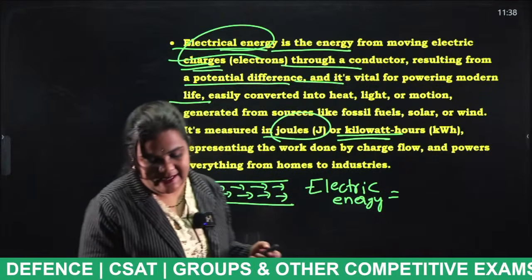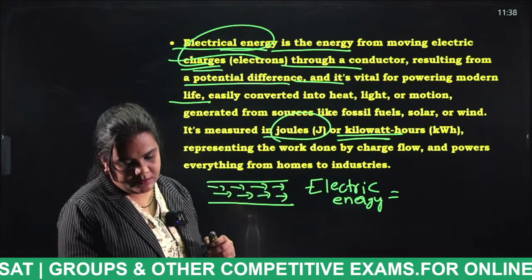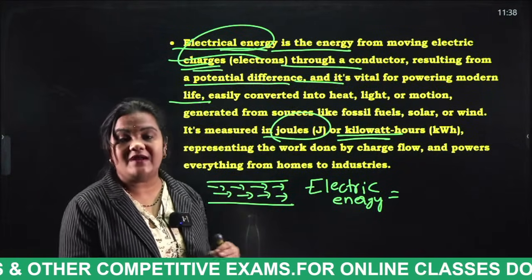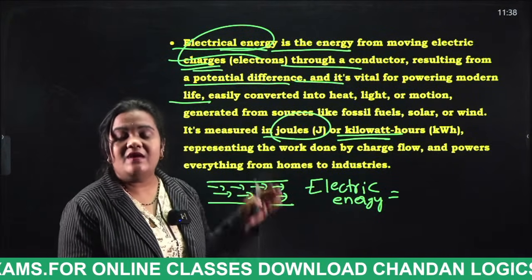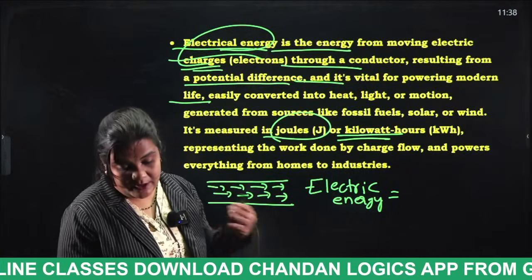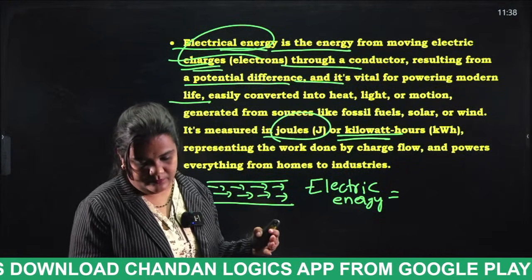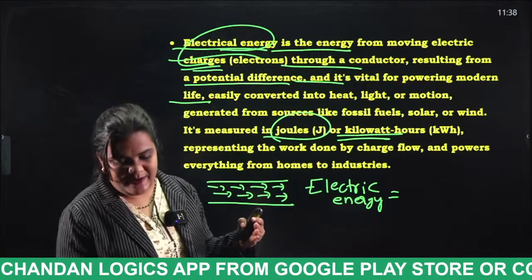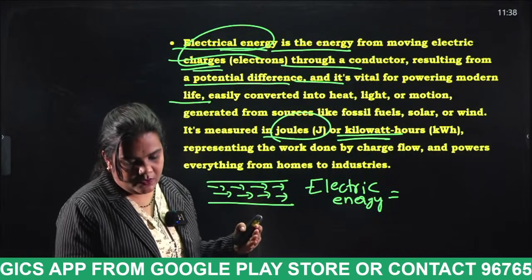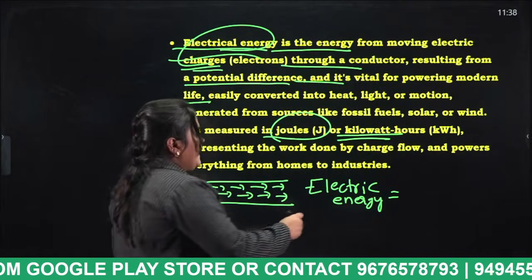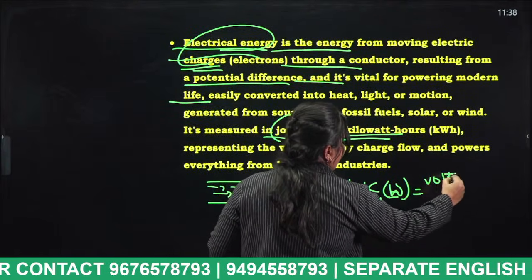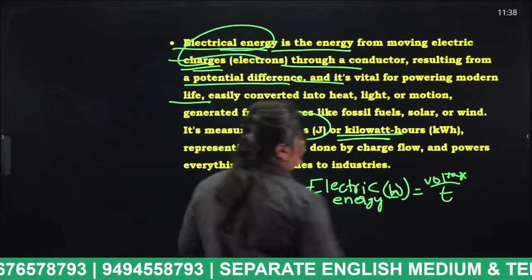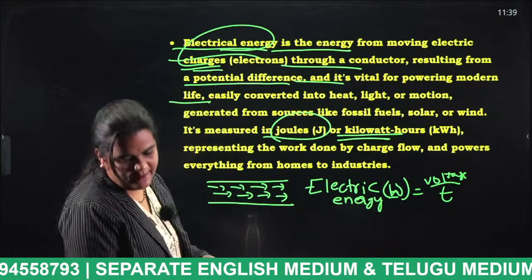Tell me the correct answer. What is the formula for work done by time? Okay, what do you mean by electric energy? Work done by time, or what? Voltage by time. Okay, done. Electric energy is denoted by W, that is nothing but voltage by time. Done. W is equal to V by T.